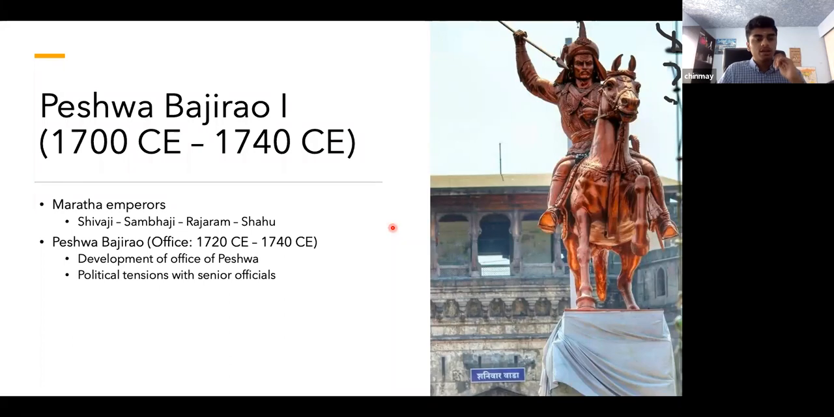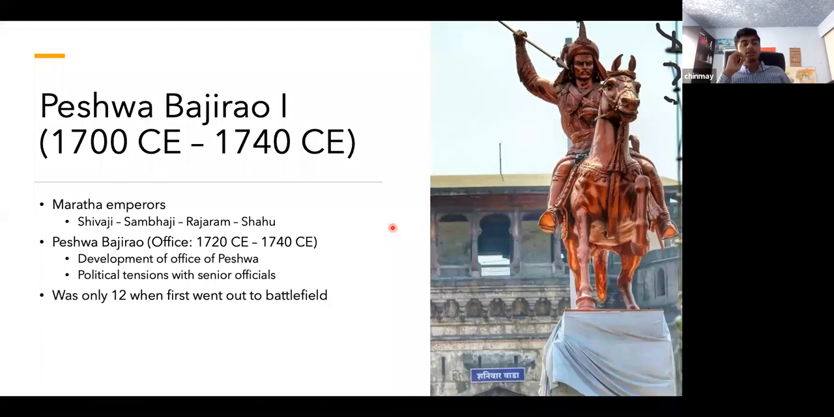So he only took office as Peshwa. Peshwa is a very high role. It's an incredibly high role in the Maratha government, and that led to a lot of political tensions with senior officials. Senior officials that were not happy that this young 20-year-old kid is just coming and taking the show.